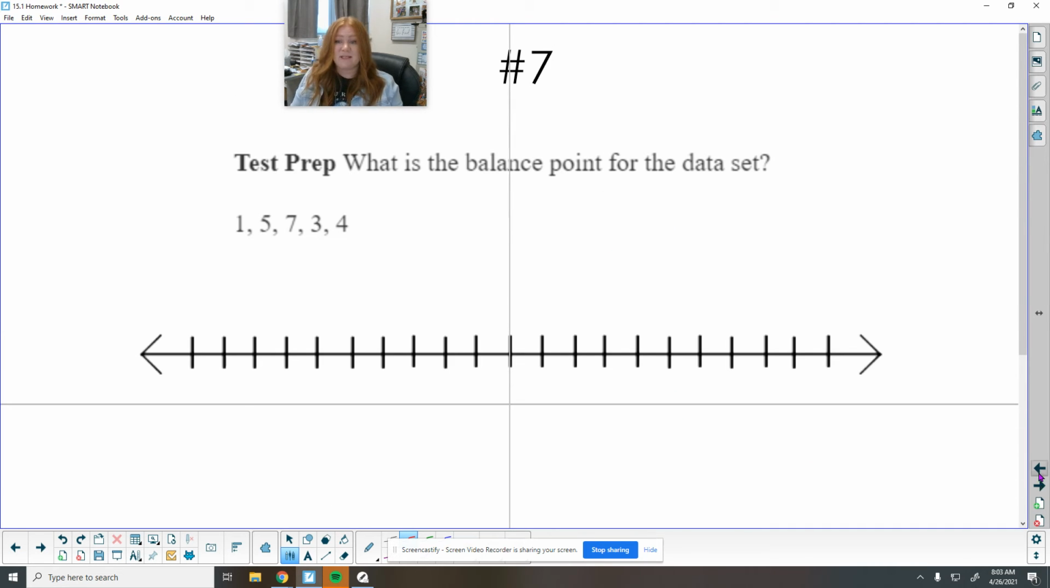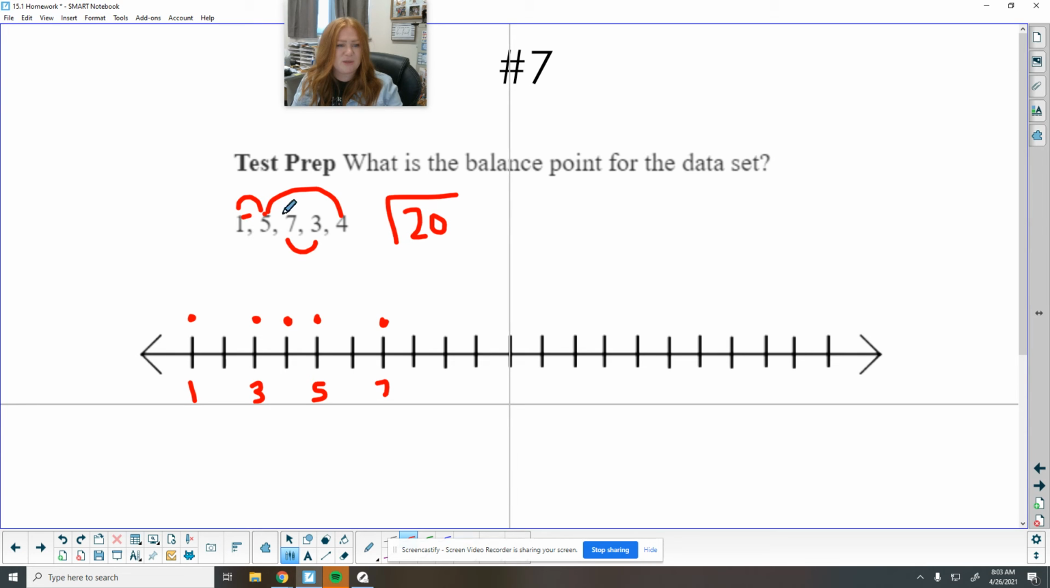Hey, what is the balance point for the data set? So we've got 1, 3, 5, 7. So we've got a 1, we've got a 5, we've got a 7, a 3, and a 4. So we know somewhere in the middle here has got to be our balance number. So 1 plus 5 is 6 plus 4 is 10, and 7 plus 3 is 10. So together we have 20.